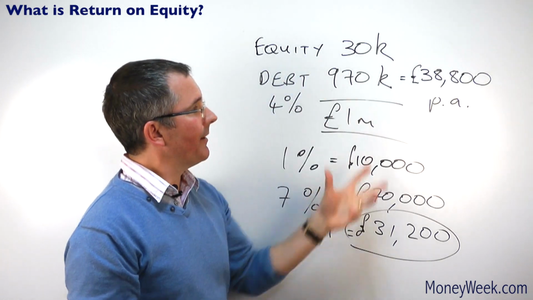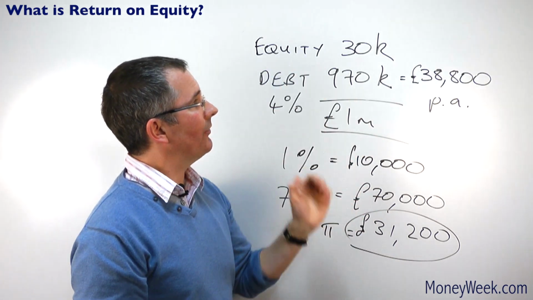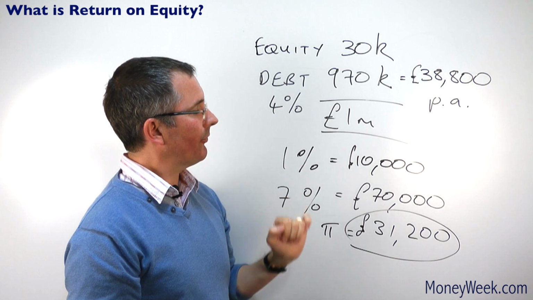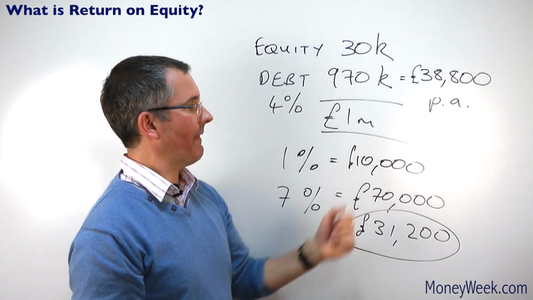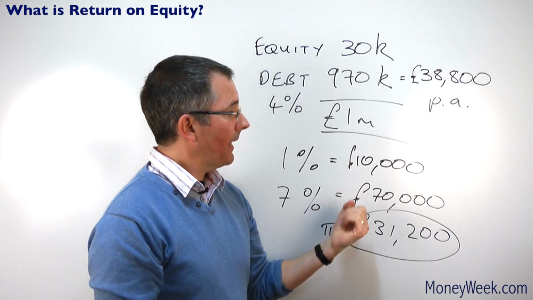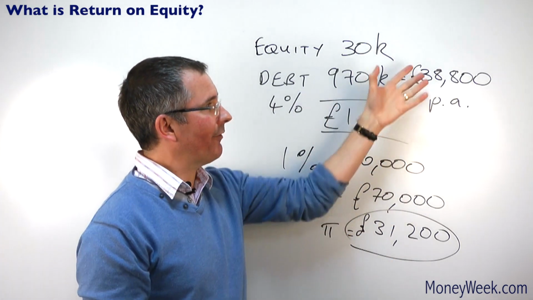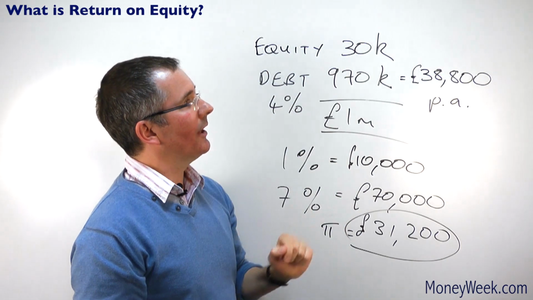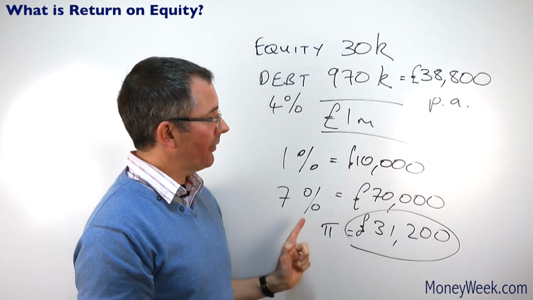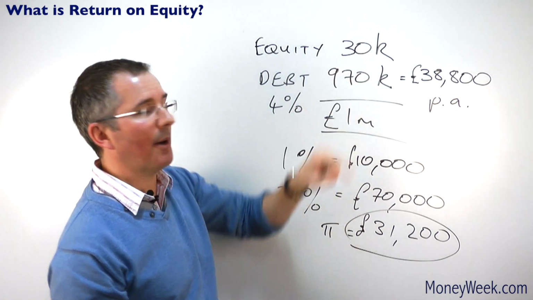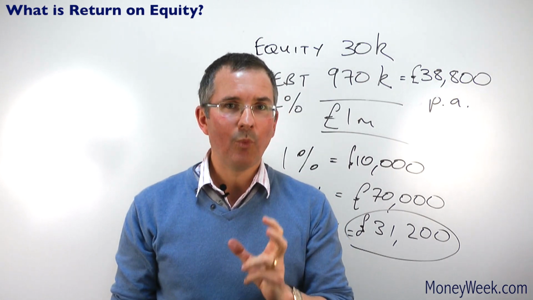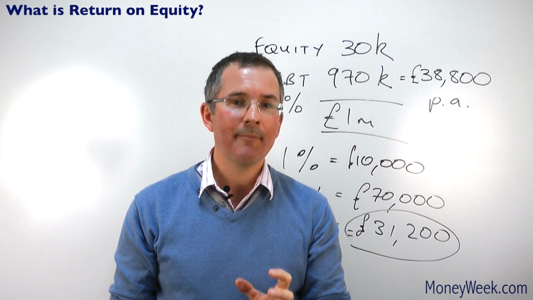I mean, put it another way, if that 1 million was all equity and no debt, then a 1% return is a 1% return, 10,000. A 7% return is a 7% return, 70,000. The effect of debt is to magnify the return on equity, okay? Effectively, a return of 7% almost doubles the number in there. And that's precisely what those banks were up to, okay?